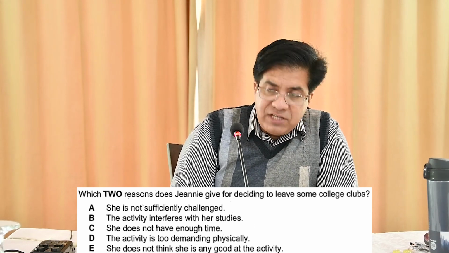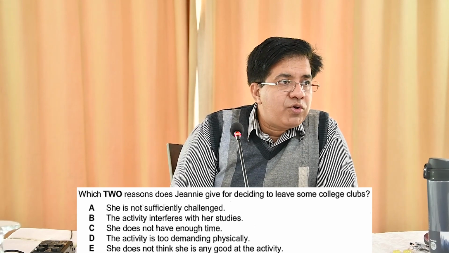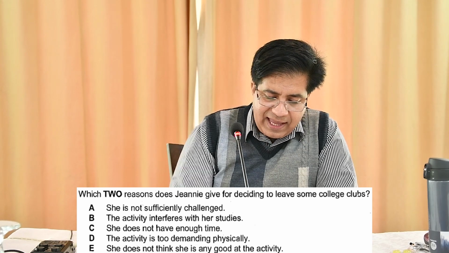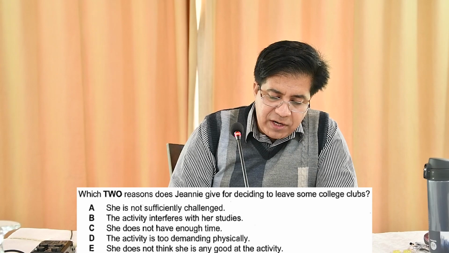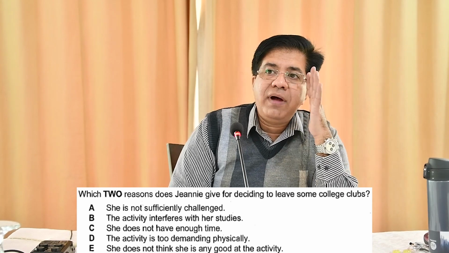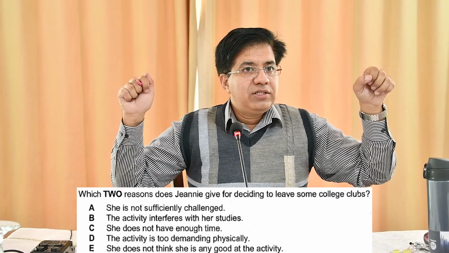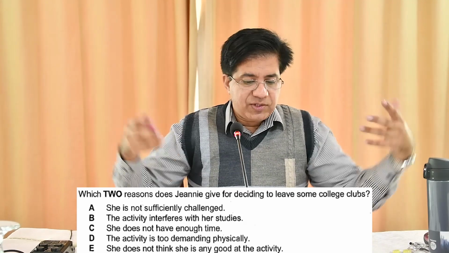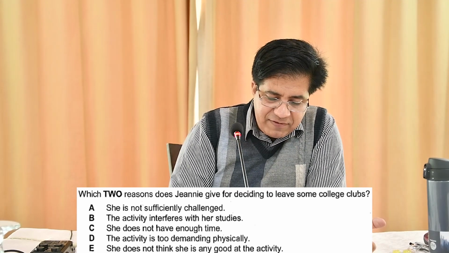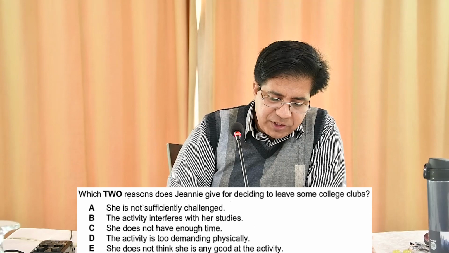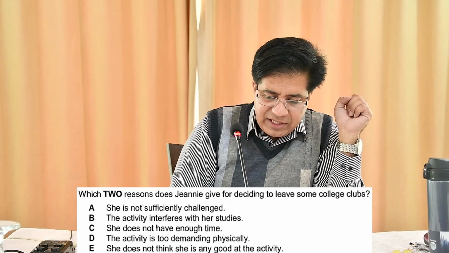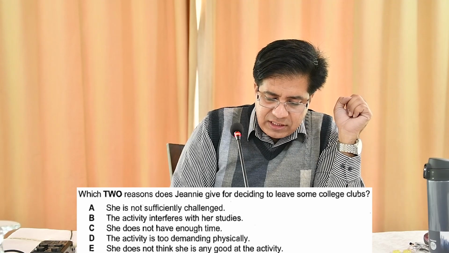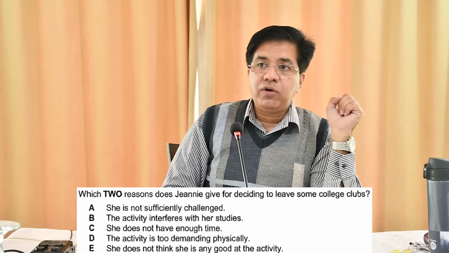She says, I'm very busy with the course, so I have no time to join any club or anything like that. Option D, activity is too demanding physically. Now, too demanding physically means she has to be challenged for that physical activity. Option E, she does not think she is any good at the activity. So the activity the clubs offer, she thinks she's not good for that.